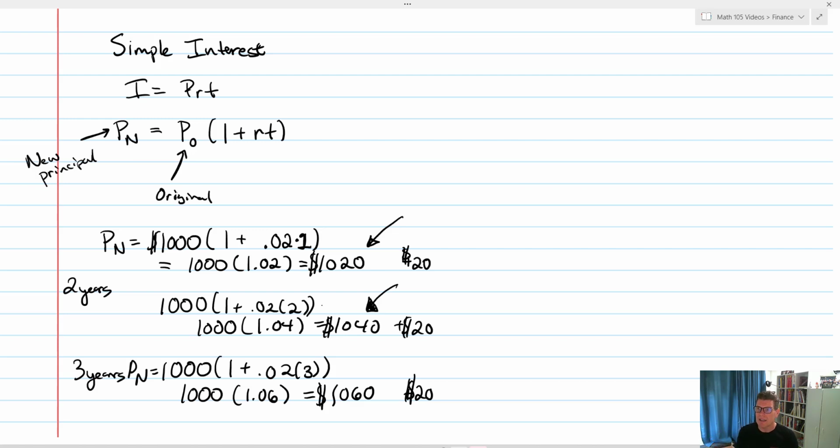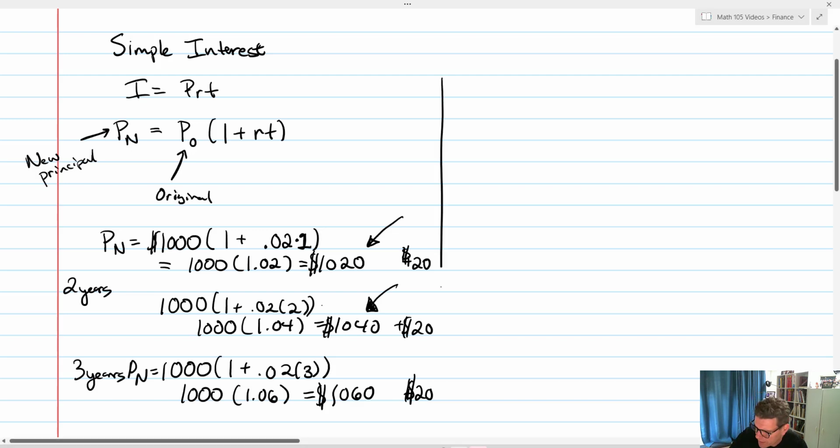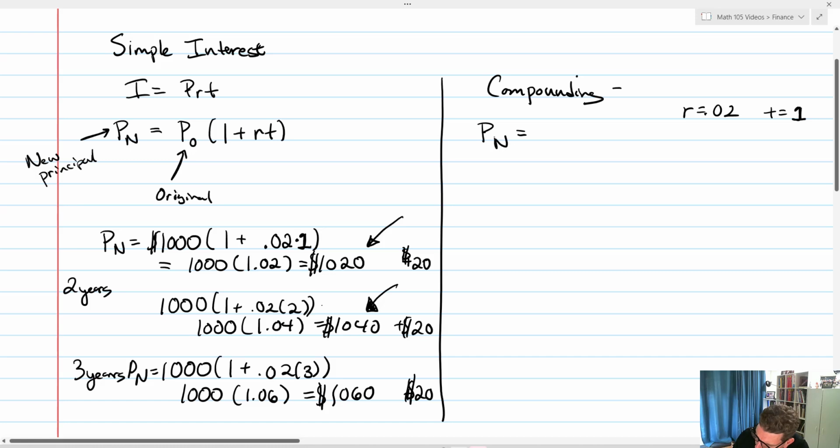So one of the ways that we deal with this is called compounding interest. What compounding interest does is take my new principal and make that the original principal. To give you a different explanation, on the compounding interest side, we'd start out with the same amount and the same percentage. So 0.02 is our rate, and I'll let t equal 1 year. PN is going to be 1,000 times 1 plus 0.02 times 1. That's going to be 1,020, the same exact amount that I had before.